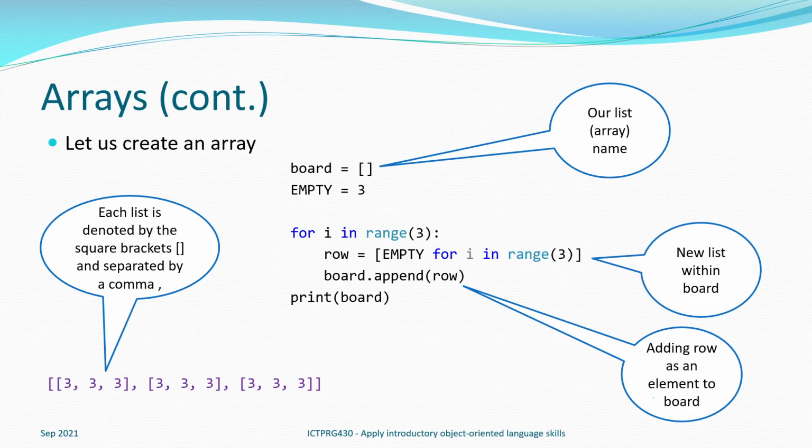So, what's going on here? We want to create an array, and we're going to do it with a row and then append board and the row together, and it gets a little confusing, I know, but basically we're creating a list inside a list inside a list each time we go through it. So here we're basically adding a value of 3 for each i in the range of 3 into a row.